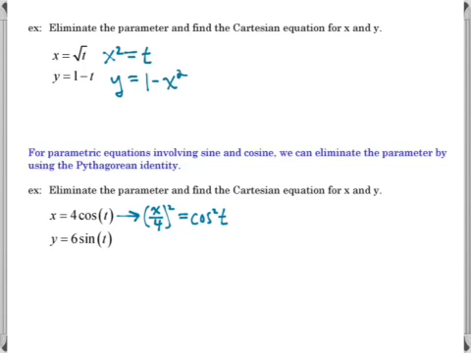Yep, that's fine. So the next one, I divide by 4 and I square everything. And then I divide by 6 and I square everything. And I can relate sine squared and cosine squared with our Pythagorean identity. So that equals 1. And then I just substitute.